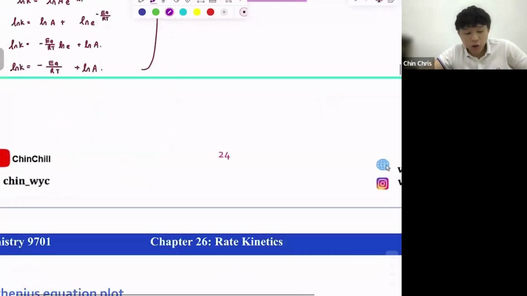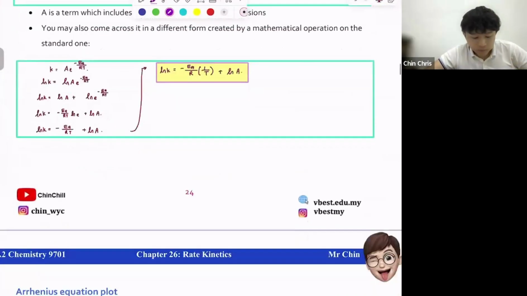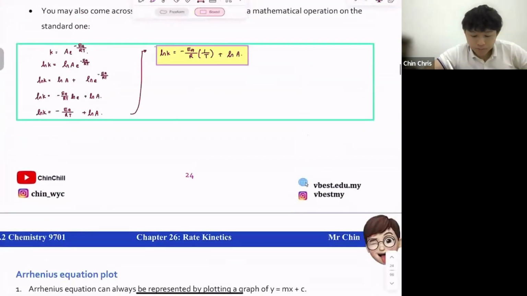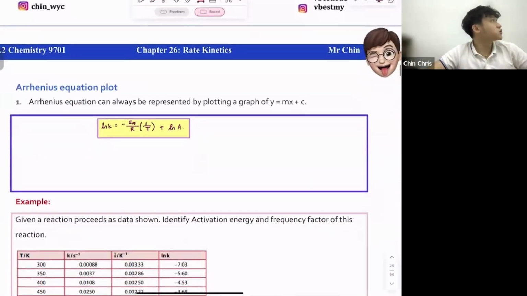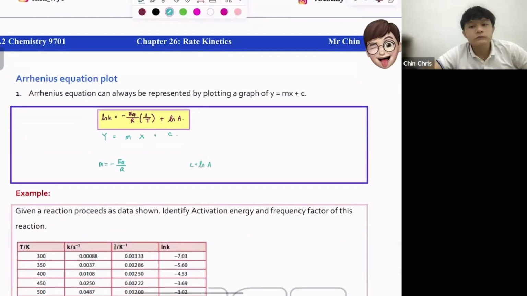All right, guys, next page. The Arrhenius equation can always be drawn as a straight line. Why? This equation is already linearized. Can you see that y equals mx plus c? Your gradient is just negative Ea over R. Your y-intercept is just log A. Am I right? Good job.